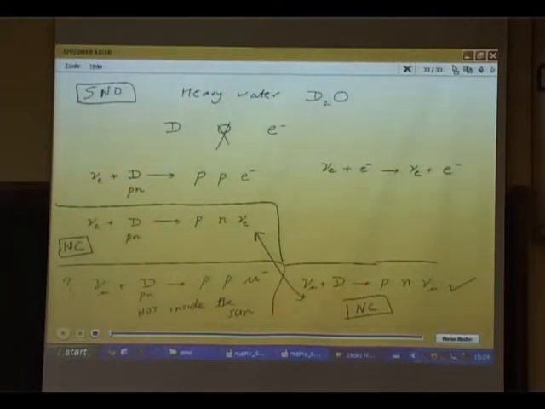This reaction, on the other hand, is called charged current, and this happens only for nu E. So if you look at this interaction, then you will only see nu E, and you will never see nu mu and nu tau. So this is what is called the charged current interaction.